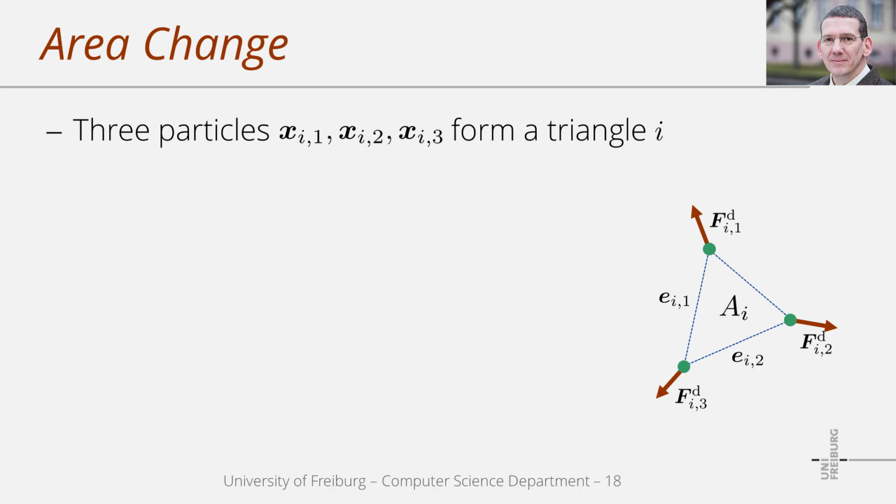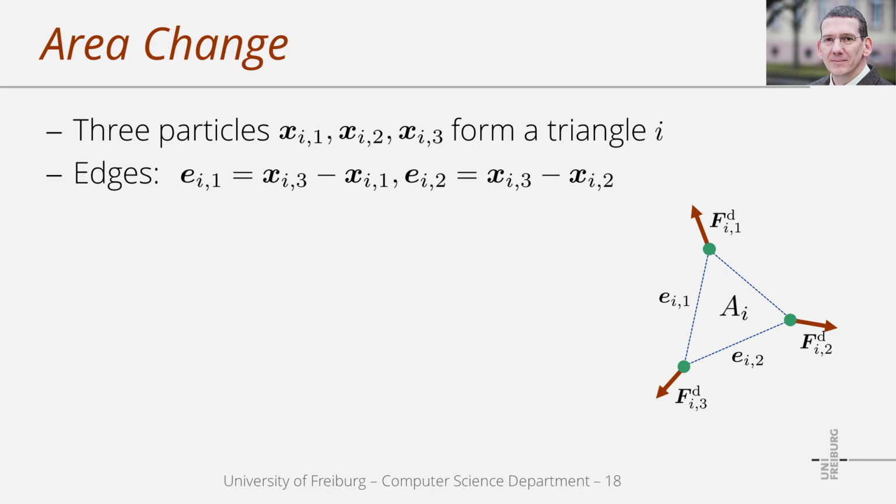In the second example that I'd like to discuss, we move from a 1D element to a 2D element. So here our element is a triangle I formed by three particles xi1, xi2, xi3. As indicated in the illustration, our triangle has a rest volume AI in its undeformed state. And our goal is actually to compute elastic forces that preserve this area AI.